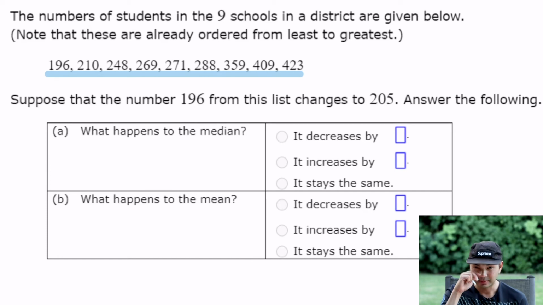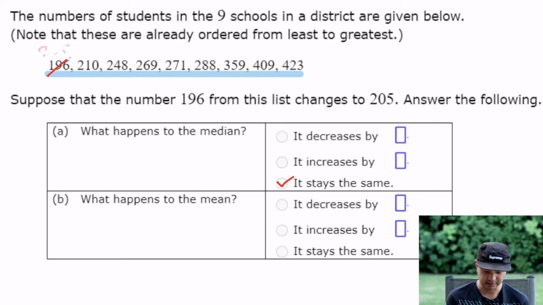So before you go and recalculate everything, let's see if we can do something. 196 to 205. So this becomes 205. It doesn't change the order because 205 is still the lowest number. What do you think happens to the median? Well, the median is the middle number, right? So did anything happen to the middle number? It did not. So it stays the same.